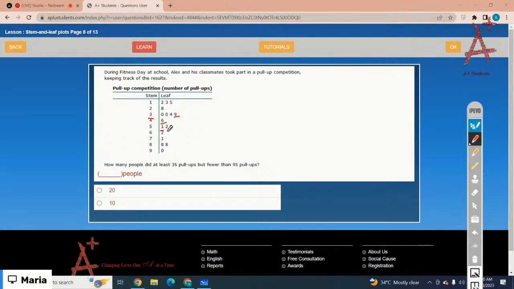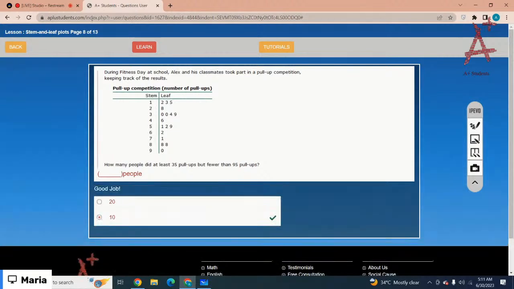39, 46, 51, 52, 59, 62, 71, 88, 88, 90. You don't have any number until 95. Just count all of them. 1, 2, 3, 4, 5, 6, 7, 8, 9, 10. That means there are 10 people who did at least 35 pull ups and at most 95. So the correct option is 10. Okay, you can complete the test by yourself later today. So let me just move on to the next lesson.